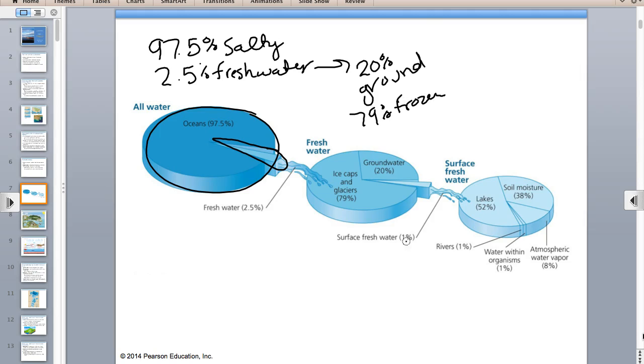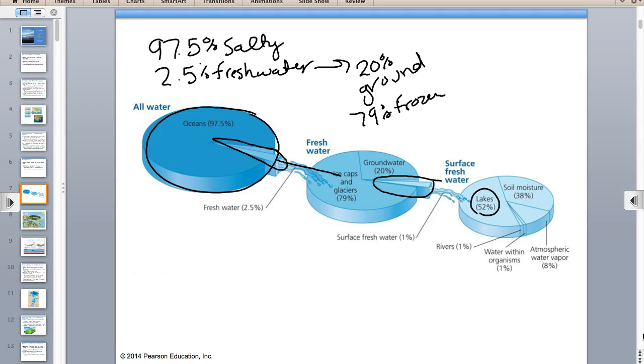The 79% that's frozen, that's not really potable. And what I mean by that is, yeah, it's drinkable as far as we could drink it if we melted it, but it's not available for our consumption because it's frozen somewhere. So that leaves 1%. So of the 2.5%, we have 1% of that 2.5%. Move the decimal over one time, right? And so we got 0.25% of the world's water is actually, oh wait, that would be 10%. So 0.025%. That's crazy. That is surface fresh water.